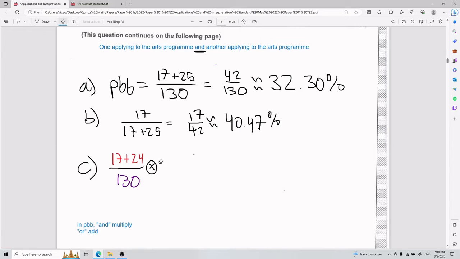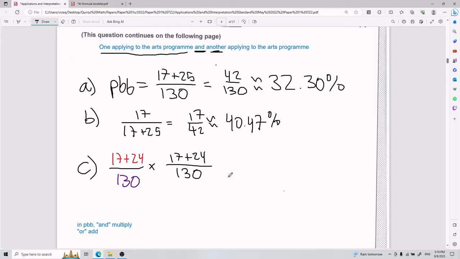And what is the probability of one guy applying to the arts program? Well, it is right here. Now, the probability of another applying to the arts program, a lot of you might say, it's the same thing, 17 plus 24 divided by 130. And this is slightly wrong. Take a moment and think why this might be slightly wrong.